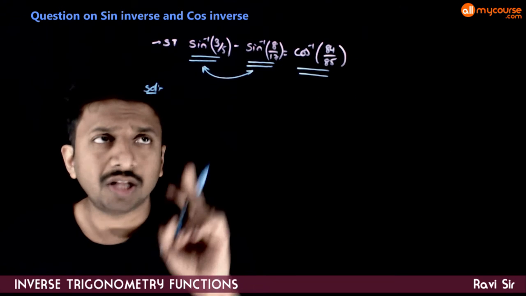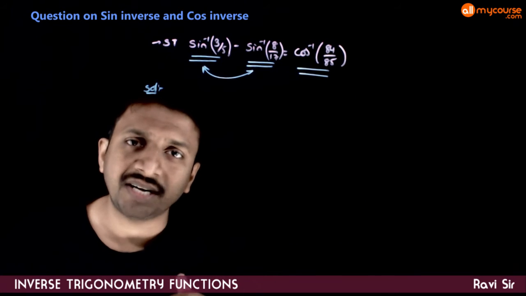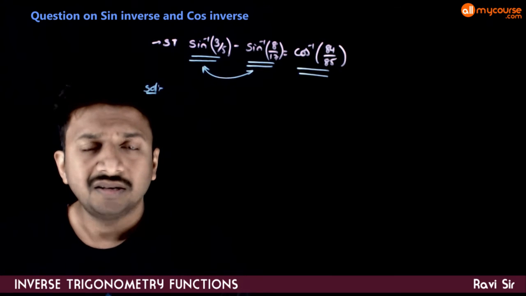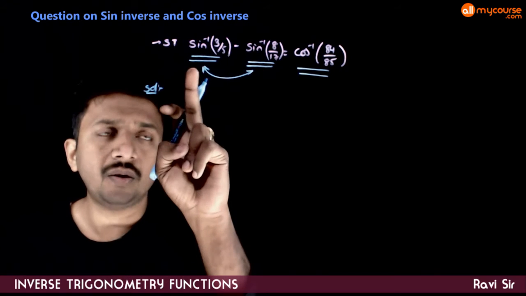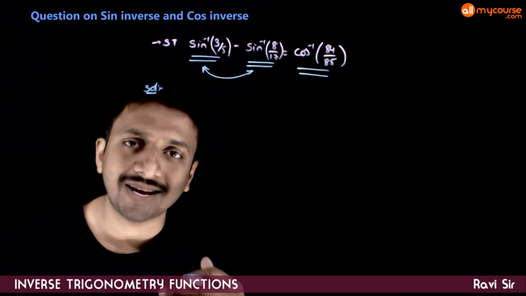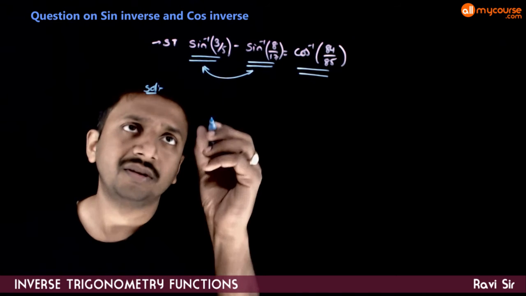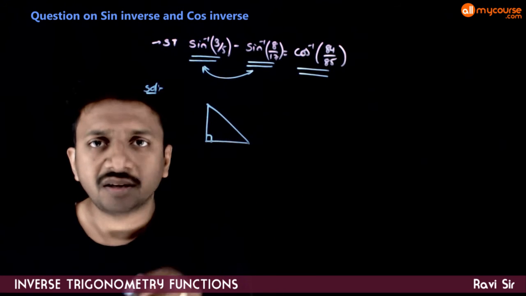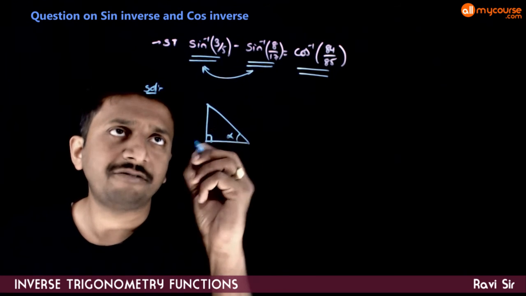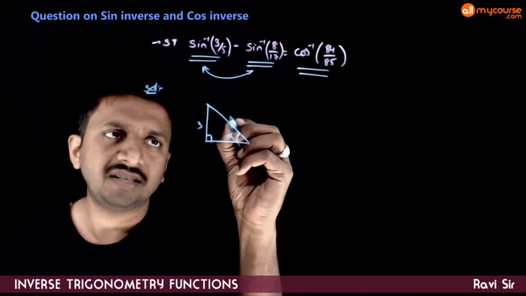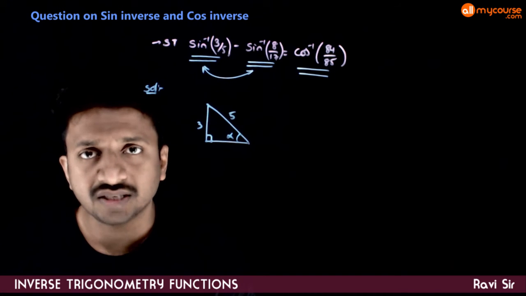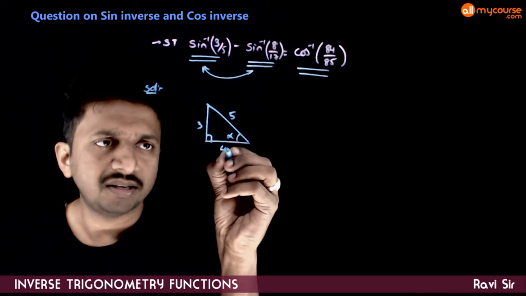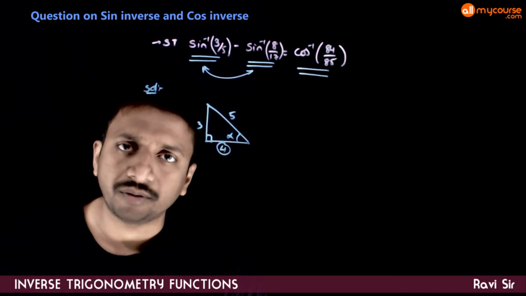Now let us also try to convert this into tan inverse and get the answer. You have understood how to convert one inverse trigonometric ratio into another using the triangle method. If you draw the triangle corresponding to the first ratio, if this is alpha, the opposite side is 3, the hypotenuse is 5. Hence the adjacent side will be equal to 4.